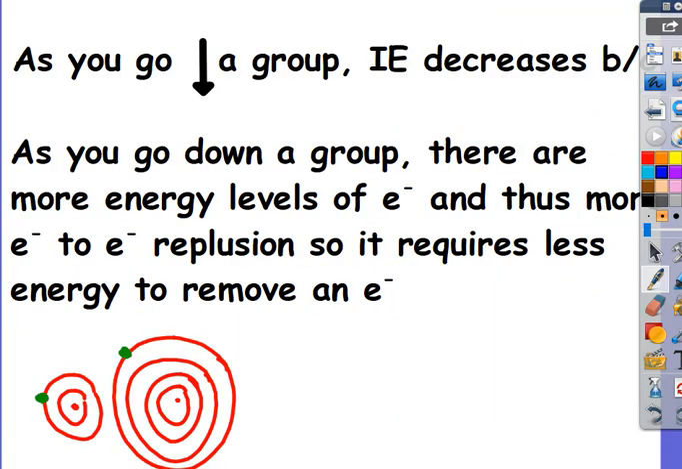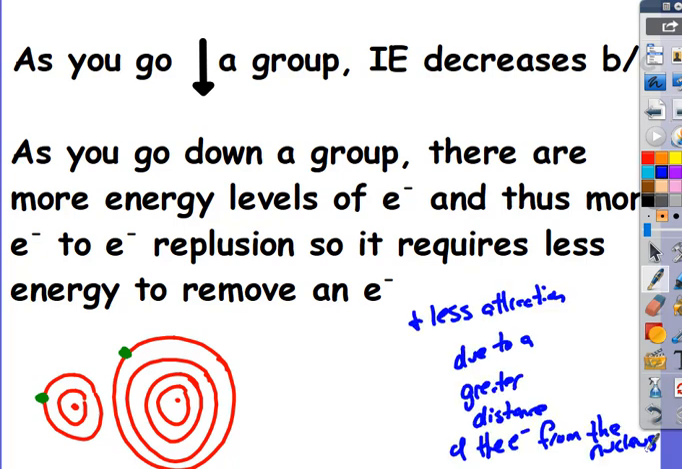As you go down a group, ionization energy decreases because there are more energy levels of electrons, and thus more electron-electron repulsions, and the electron is going to have a greater distance from the nucleus. So it has less attraction to the nucleus. So it requires less energy to remove it.